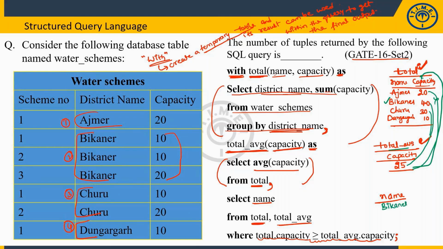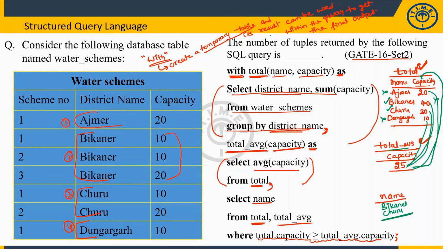And 30 greater than or equal to 25, correct. So Churu is also in the output. And Dungargarh 10 greater than or equal to 25, wrong. So Dungargarh is not in the output. So which are in the output? Bikaner and Churu are in the output.